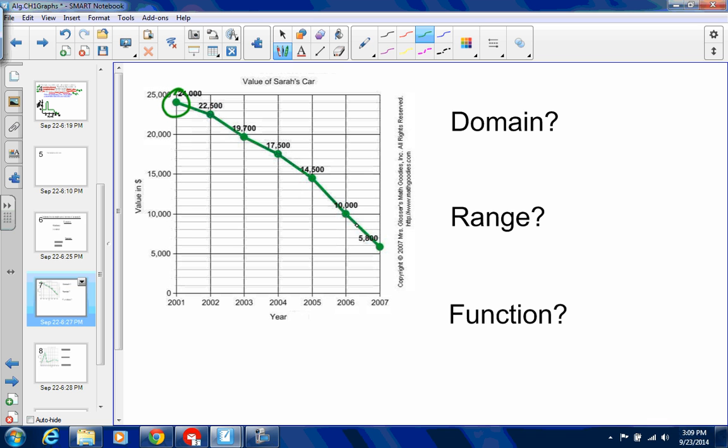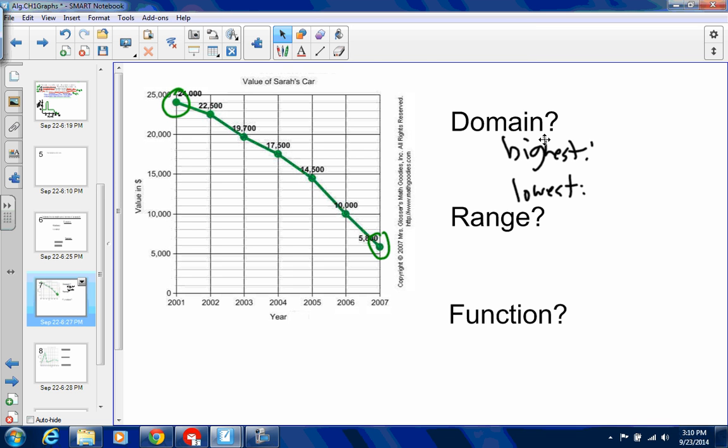It keeps going down in value because, well, cars get old. They're the best when they're new. So it goes all the way down to here. All I want you to do to figure out the domain and the range is to figure out what the highest and the lowest values are for both the domain and the range.